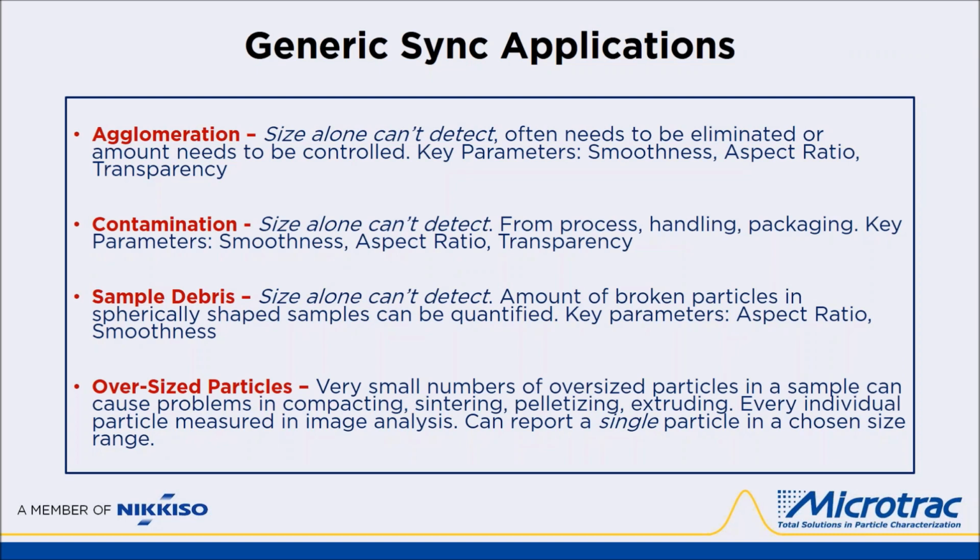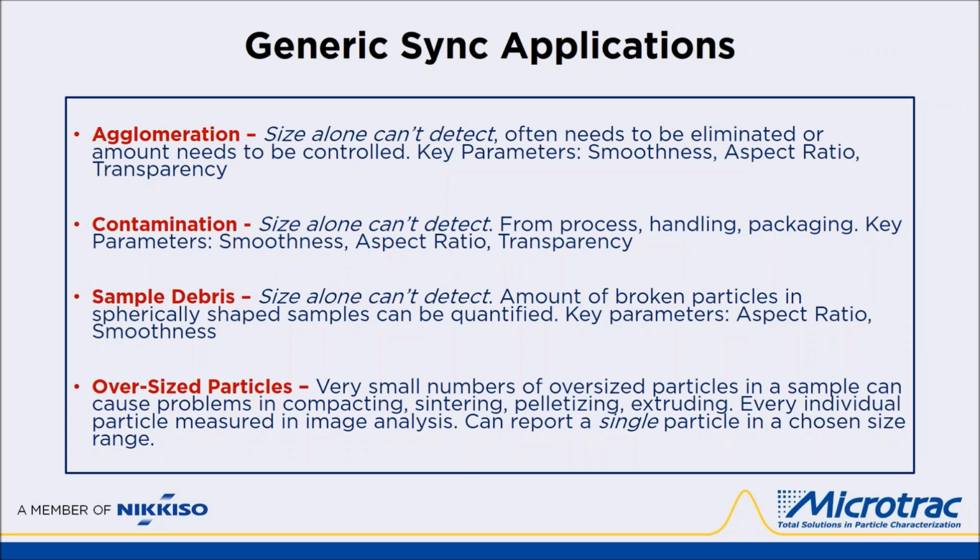Contamination from the process, sample handling, and packaging can be serious problems for product quality. It may be in the form of oil droplets or shards of metal, glass, or plastic, but it can be detected and quantified by shape parameters. Too much sample debris in the form of broken glass beads, metal powders, or time capsules causes quality problems. The debris can be isolated and quantified with shape parameters.